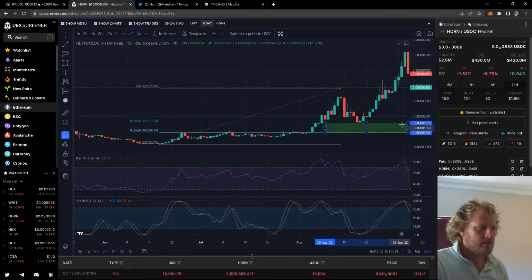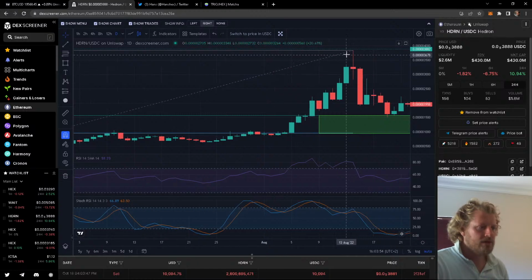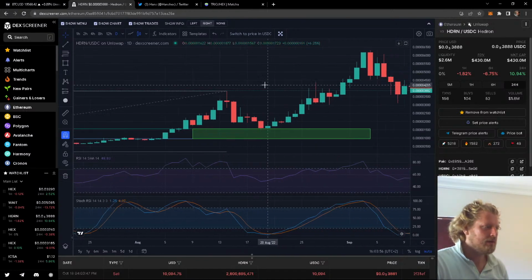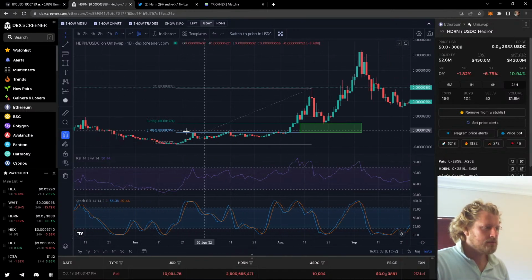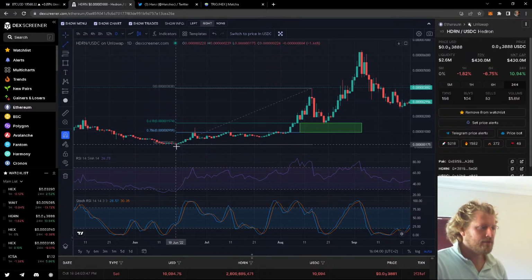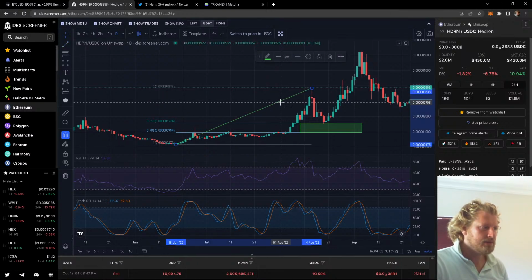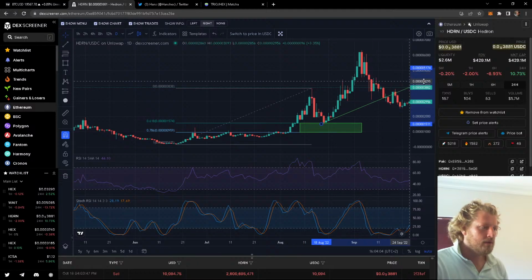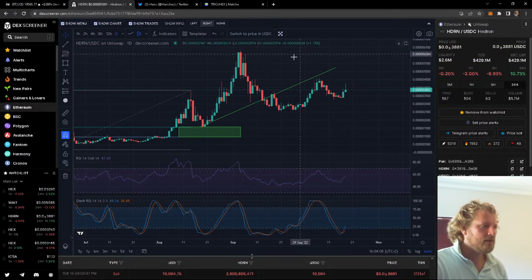This is like a magnet in the market. It always wants to come to this region. This is called an AB equals CD. If it bounces off the 61.8, you can actually have a measured move to see how high it might go. And it overperformed it, actually.